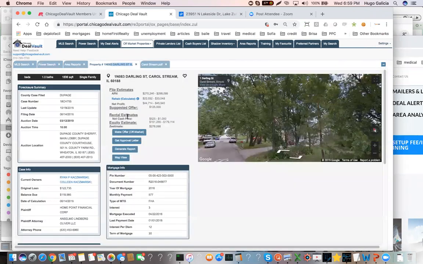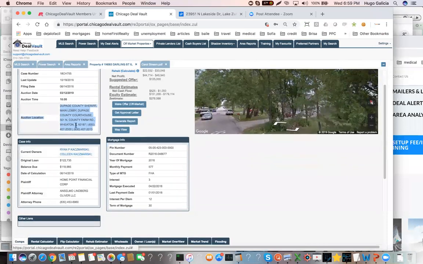Okay. So this property, let's look at the case, right? So the auction date is going to be coming up on March 12th. So we have about a month and a half, okay, to negotiate the deal. And then it's going to be obviously at the DuPage courthouse. So we have enough time.